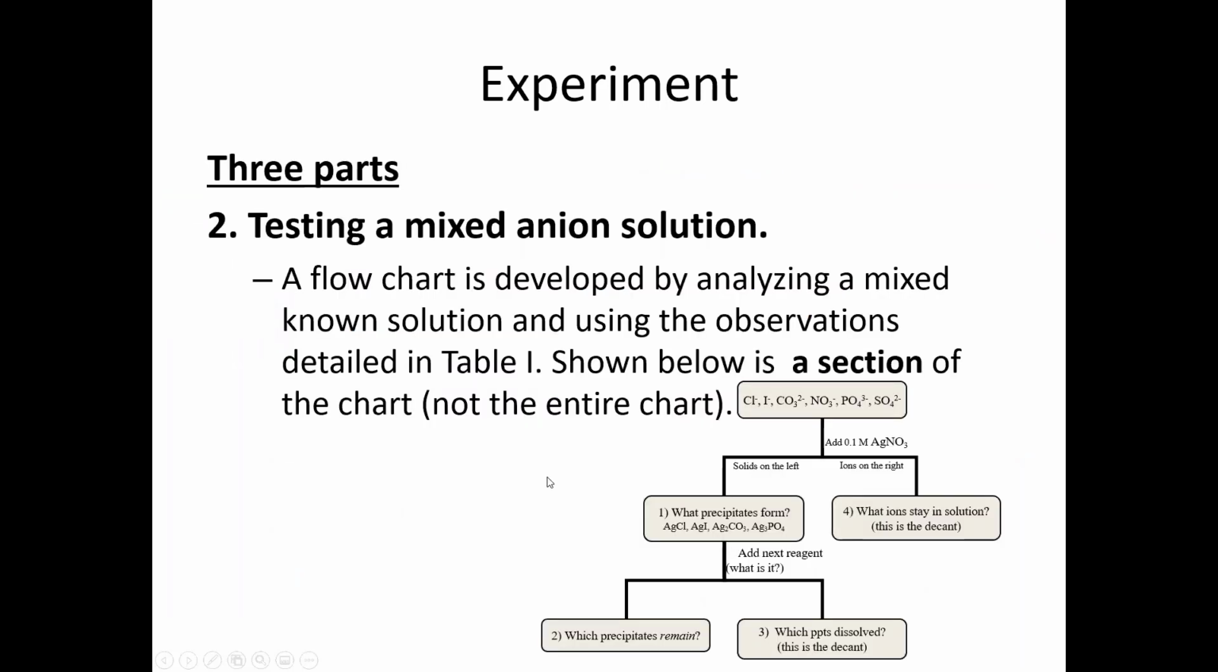Second part of the experiment, we need to develop a flow chart to analyze a mixed solution. Remember, in the first part we have these 6 ions in individual test tubes. And in this case, we're going to mix all these ions together in one test tube. And we develop our flow chart to find out what ions are in there. For example, if we are adding silver nitrate, some of the ions will react with silver and form precipitate. So we'll write every solid on the left and every aqueous solution on the right.